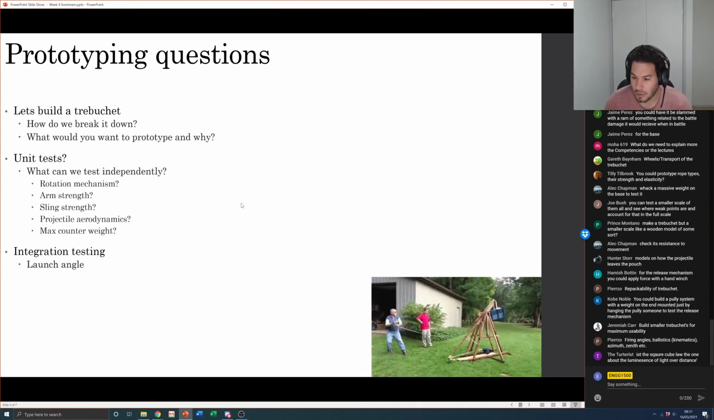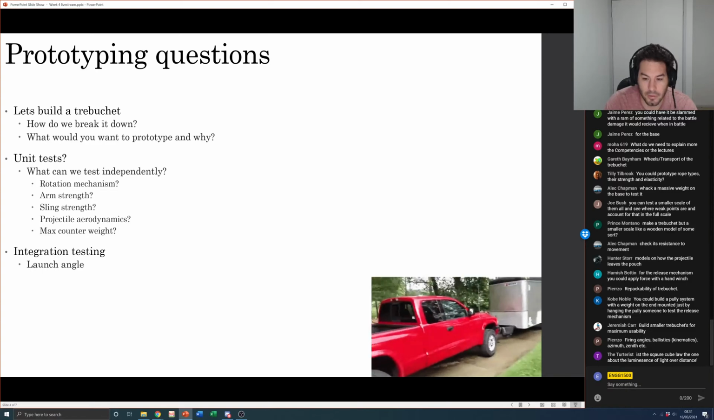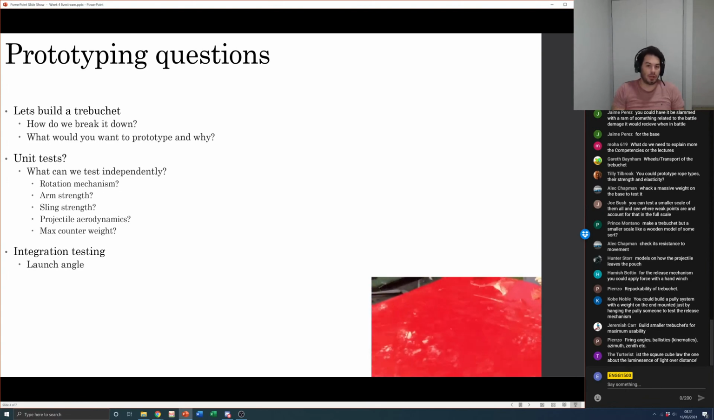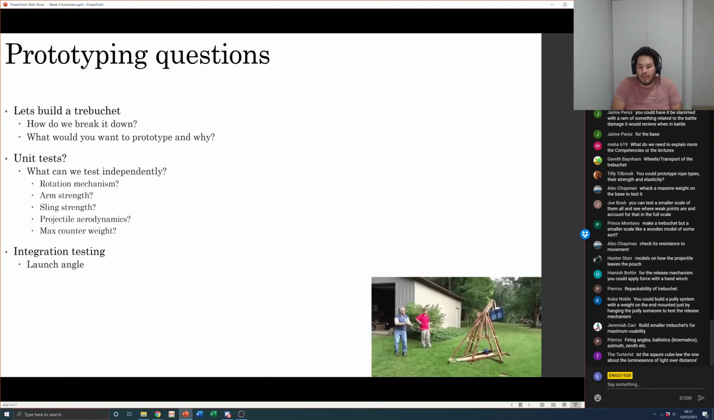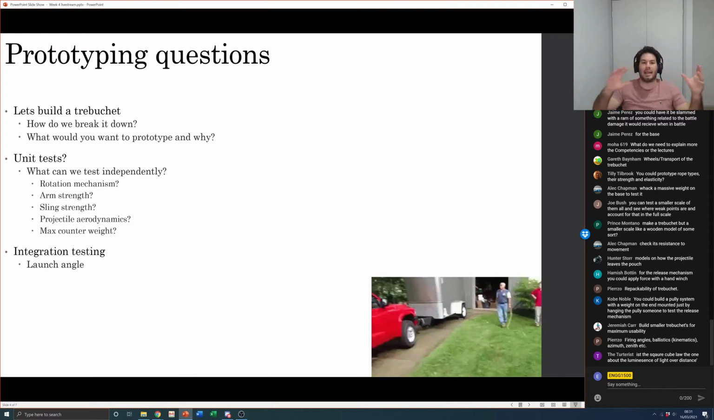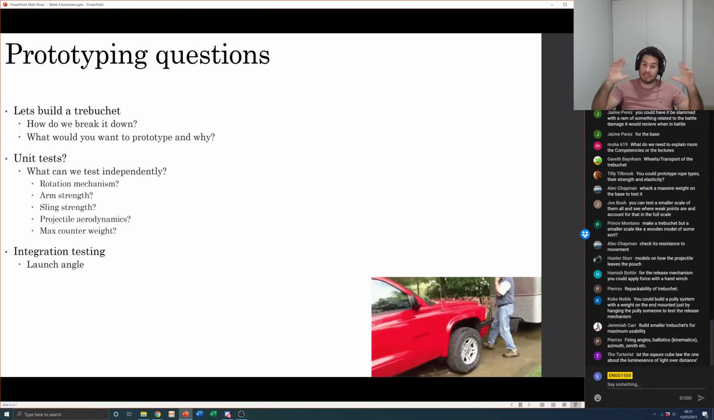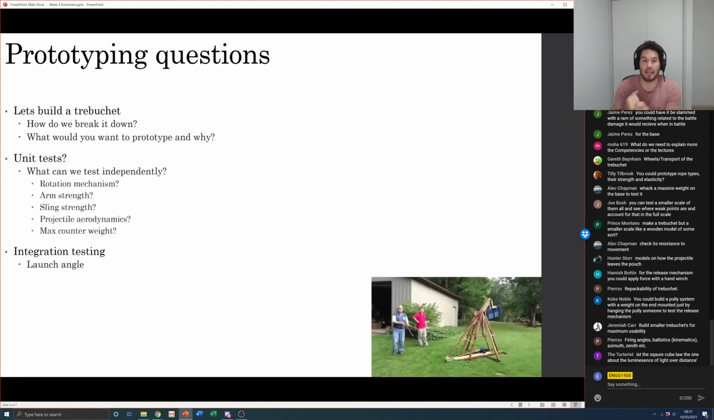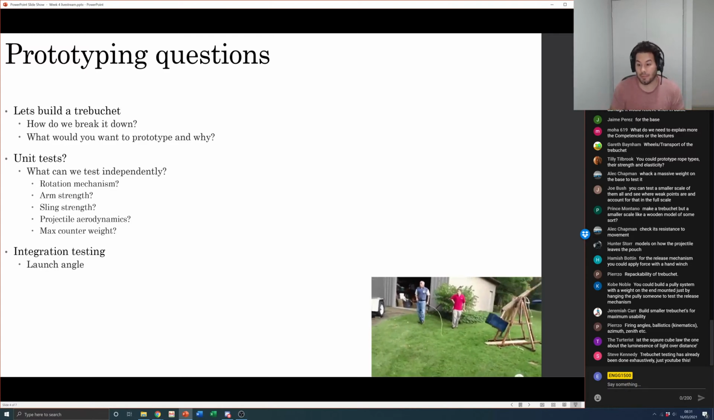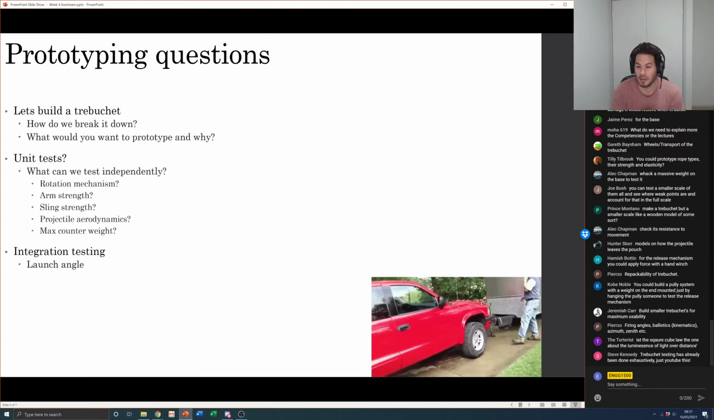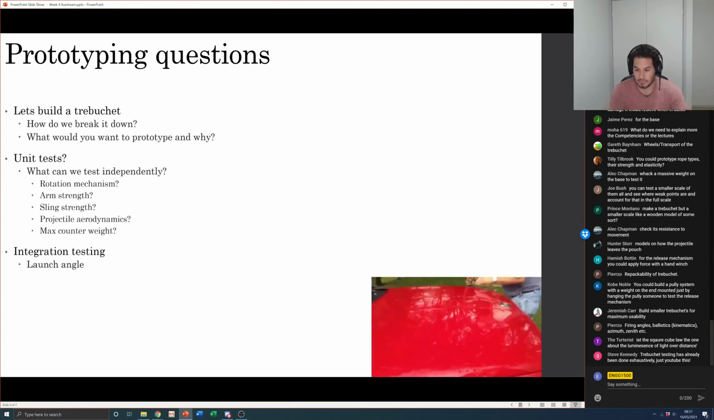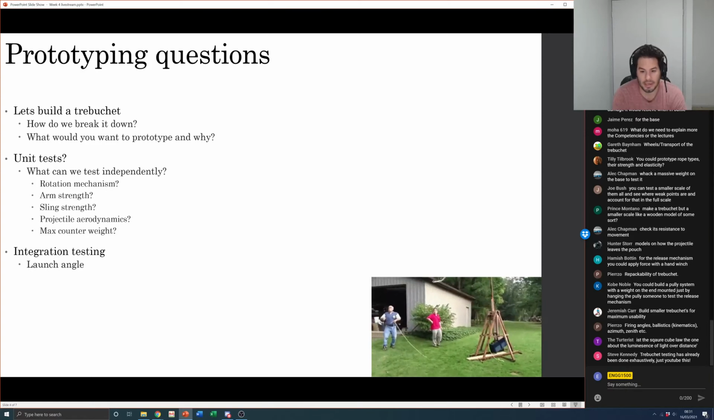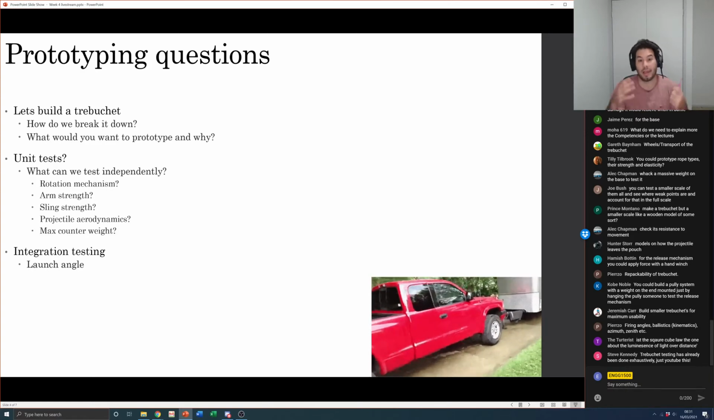Launch angle is one of the ones that's pretty much impossible to test until you've got an assembled trebuchet. All right, there's no real way that you can test how any of this will behave until you can put all of the bits together. Again, you could simulate this. In this day and age, you can simulate a trebuchet. It's possible. People have certainly done it. It's very complicating. But it is definitely something that needs to be an integration test, not a unit test.